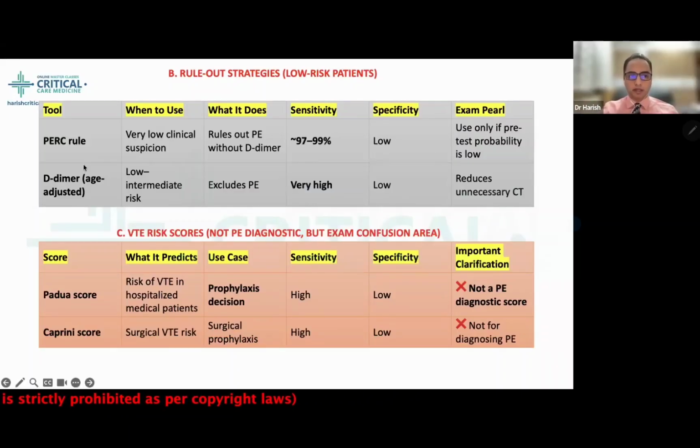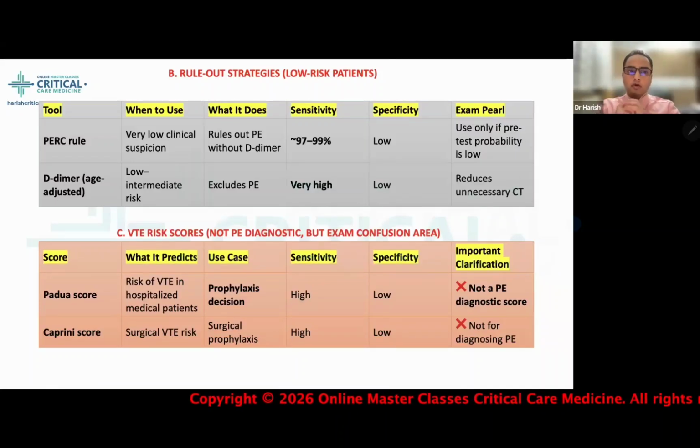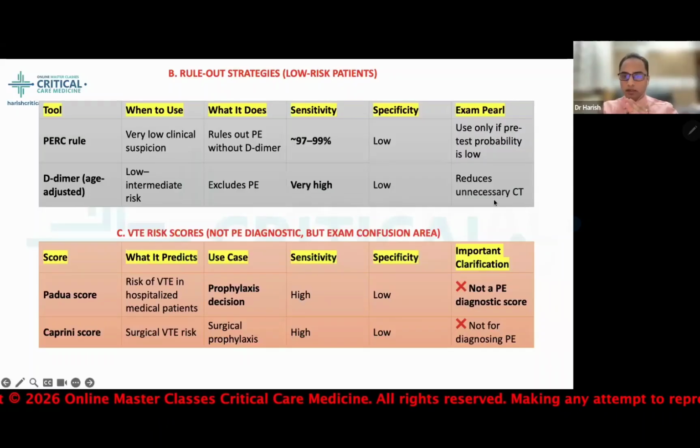D dimer, but again you need to adjust for age. As I told, in the elderly, it may be false positive. When the patient is low to intermediate risk, it excludes pulmonary embolism. D dimer negative fairly excludes pulmonary embolism. If it is positive, it is not confirmatory. It is very highly sensitive, but specificity is very low. Again, if D dimer comes negative in a low to intermediate risk category patient, it reduces the need for CT scan. Unnecessary CT scan can be avoided.